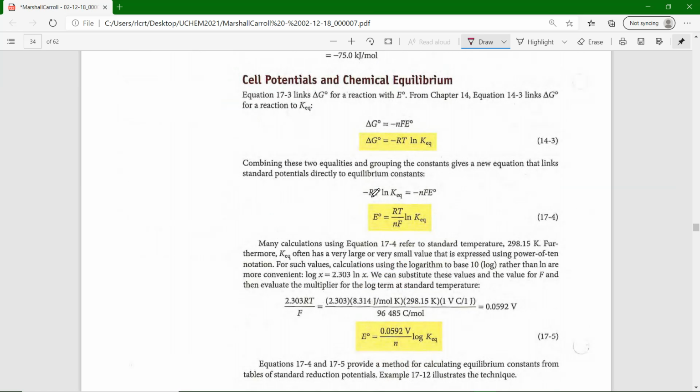Okay, so that's one equation. There it is. Delta G naught is minus nF E naught. We also remember from chapter 14, a long time ago, delta G naught is minus RT ln of Keq. So you can put those together, right? If two things both equal the same thing, then they equal each other. So solve for E naught. E naught is RT over nF natural log of Keq.